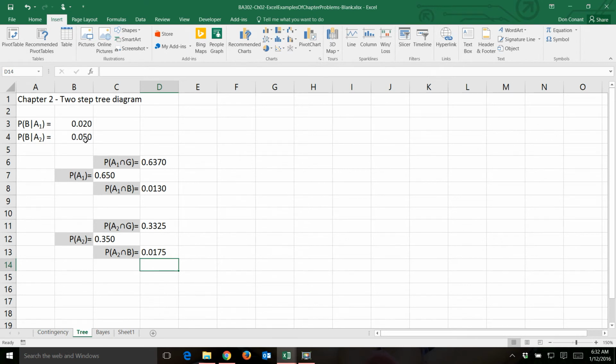This is the tree diagram used to calculate joint probabilities. Here we have the intersection of parts from company A sub 1 and good parts. Here we have the intersection of parts from A sub 1 and bad parts, the intersection of parts from A sub 2 and good parts, the intersection parts from A sub 2 and bad parts.